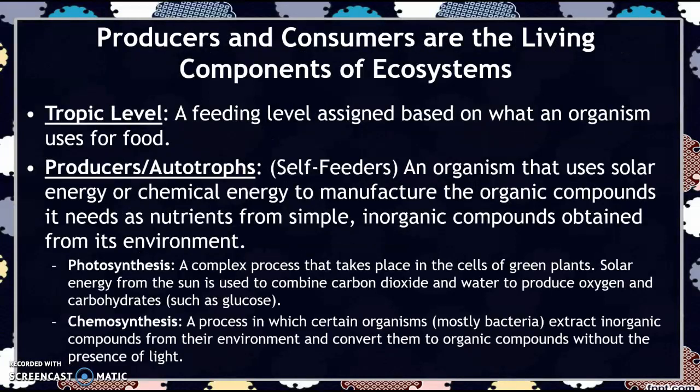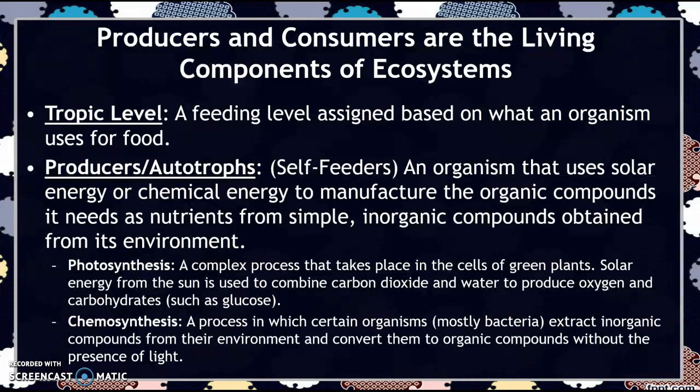So this next section should be a big review as well. So first we have trophic levels. Trophic level is a feeding level assigned based on what an organism uses for food. Our first trophic level is our producers, or our autotrophs. These are our self-feeders. A producer is an organism that uses solar energy or chemical energy to manufacture the organic compounds it needs as nutrients, so things like glucose, from simple inorganic compounds obtained from its environment.